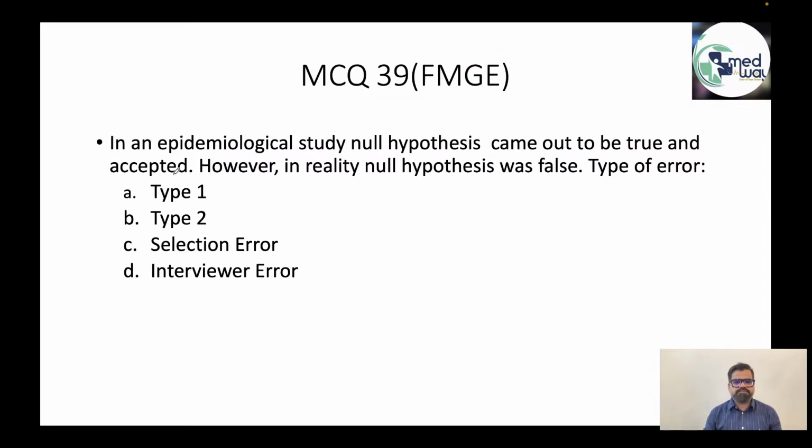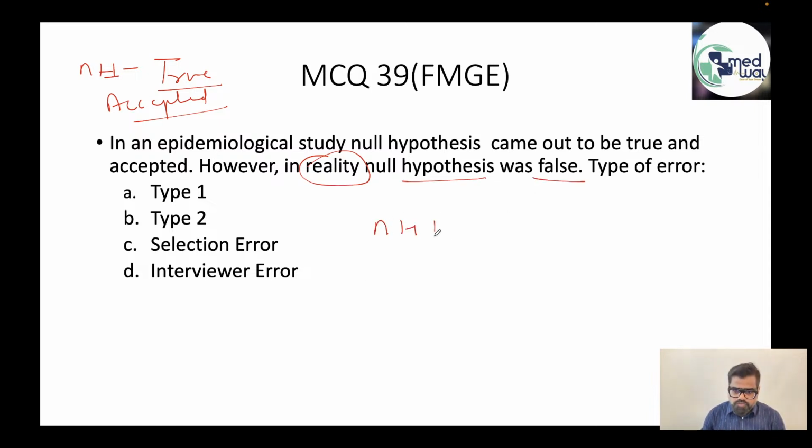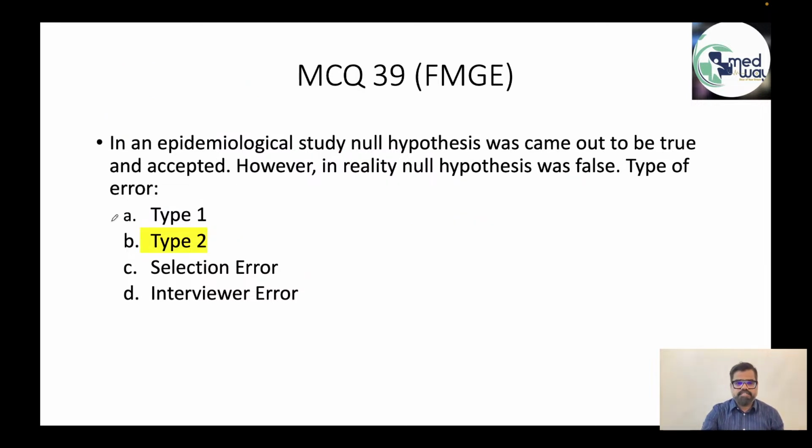Okay, now the next one. In an epidemiological study, the null hypothesis came out to be true. You did a study, so the null hypothesis is true, and you accepted it. But when we checked with the gold standard reality, the null hypothesis was false. So student, when the null hypothesis is false, what should you do? You should reject it. But what you did, you accepted it. You are making the null hypothesis true. So you are making an error. That error is called type 2 error.